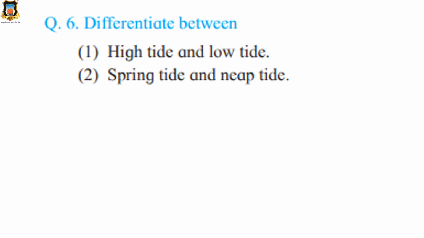Or you can write like this also. When the water level increases, it is high tide. When the water level decreases, it is low tide. You can add one more point. At the time of high tide, seawater is very close to the coast. At the time of low tide, seawater is far away from the coast. It is so easy. Will you be able to do it? Okay. Next is spring tide and neap tide.